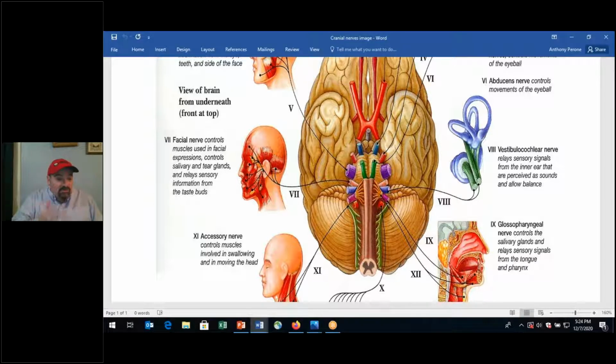Okay? Also, your sense of taste. Okay, your sense of taste, cranial nerve number 7. The anterior 2/3 of the tongue.